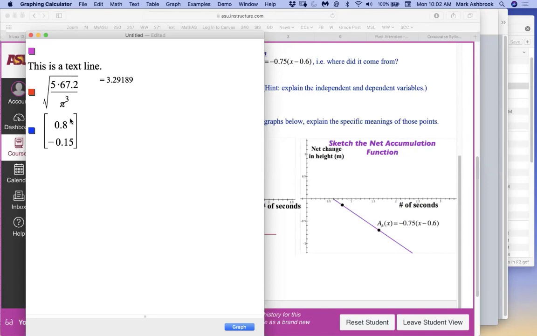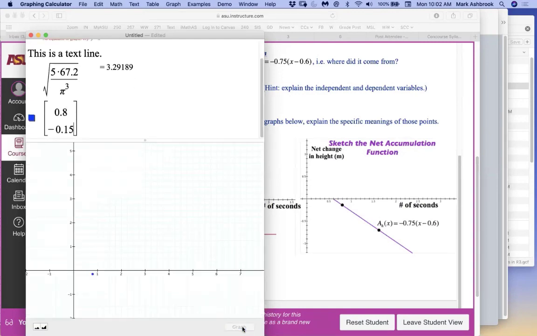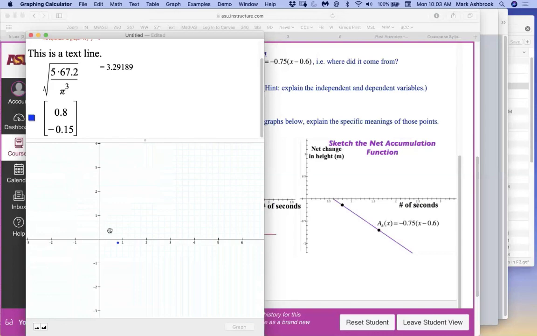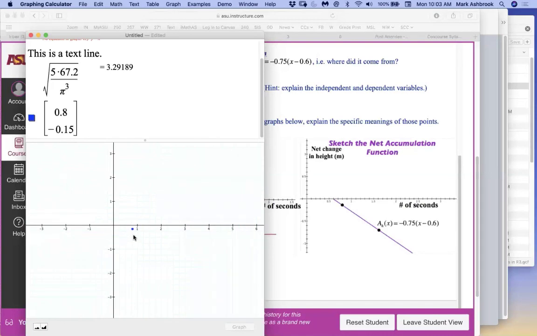As soon as you have something valid that's graphable, you'll see this graph button show up. So hit graph. There's that point. I just plotted the point 0.8, negative 0.15. Okay, and then we had our function. We had our net accumulation function.